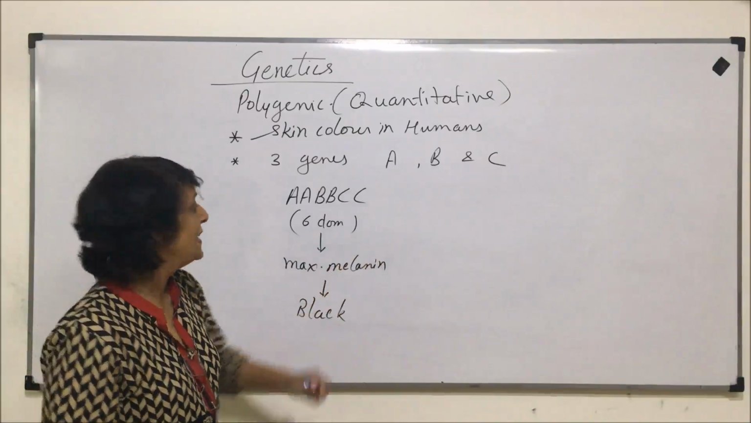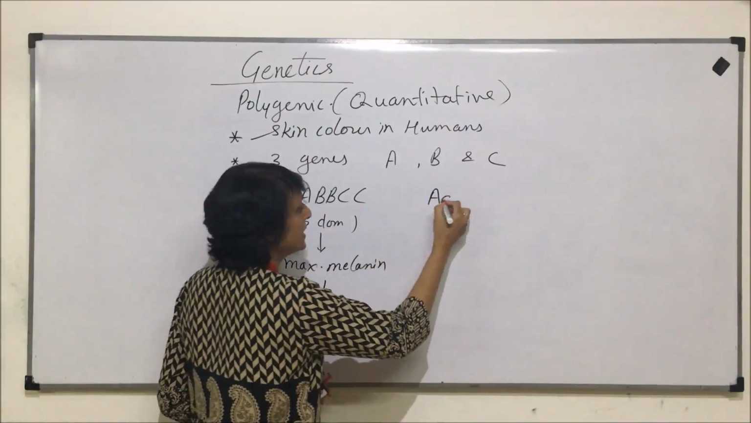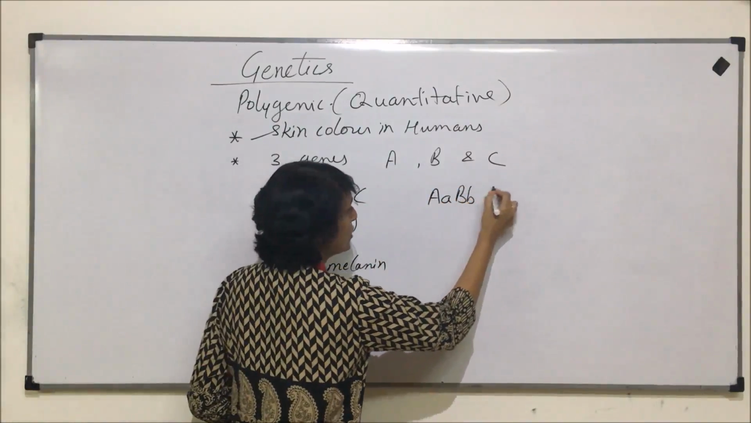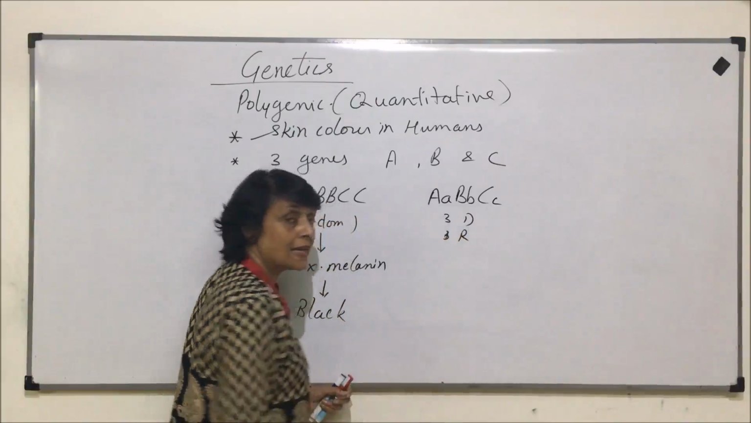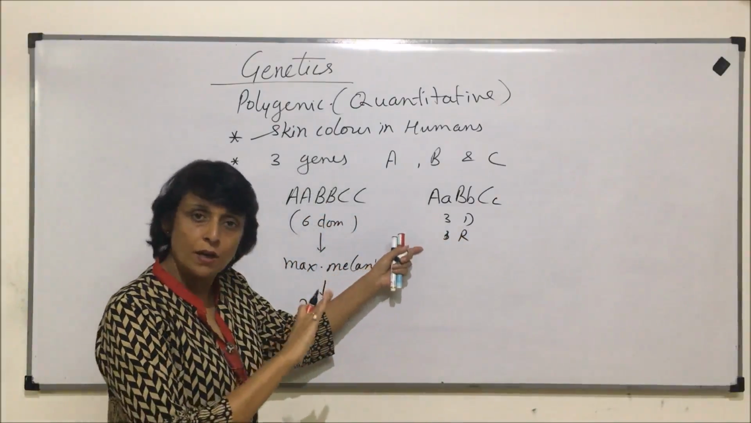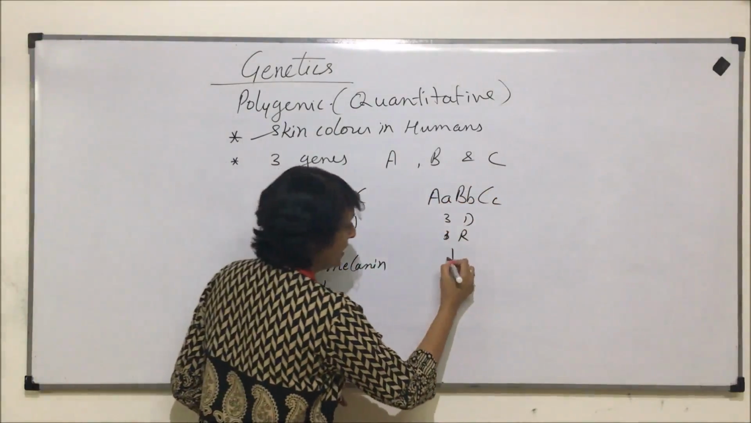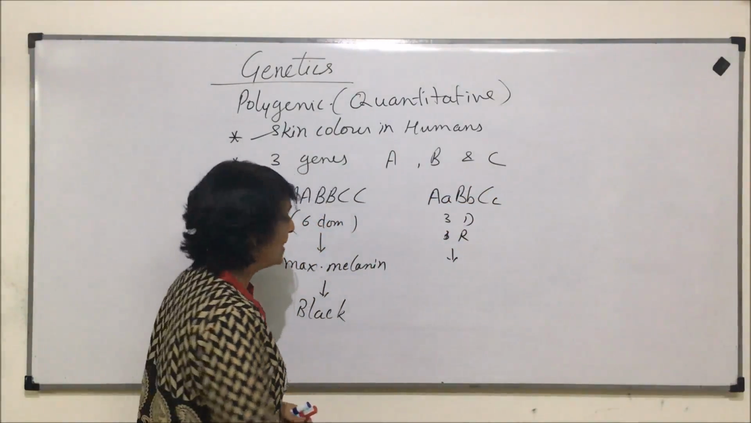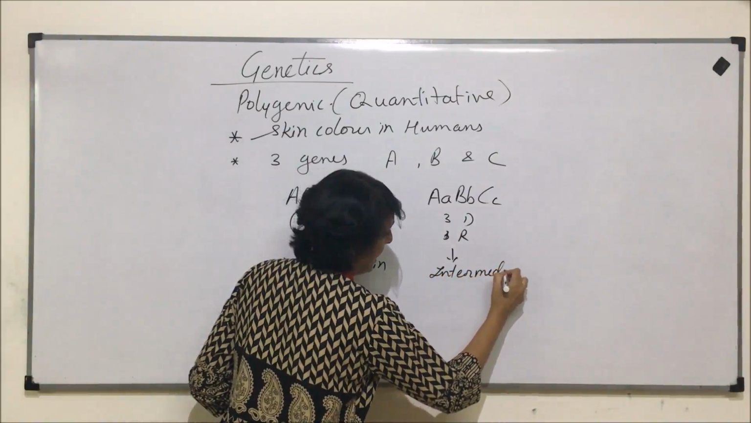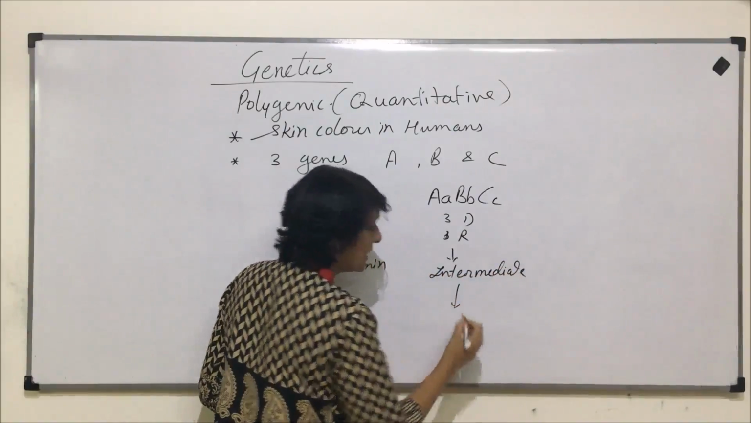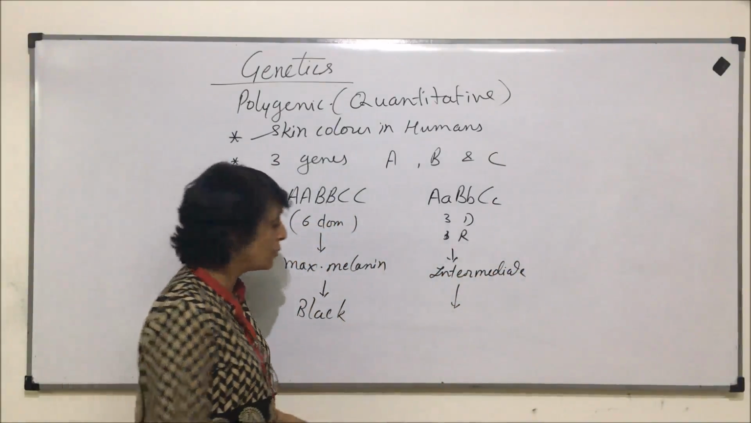There can be an intermediate situation also. All 3 genes in their heterozygous form. So here there are 3 dominant and 3 recessive genes. So this is in between this extreme and the other extreme. Here the melanin content is going to be intermediate, and this skin color is also known as intermediate, or what we understand as wheatish.